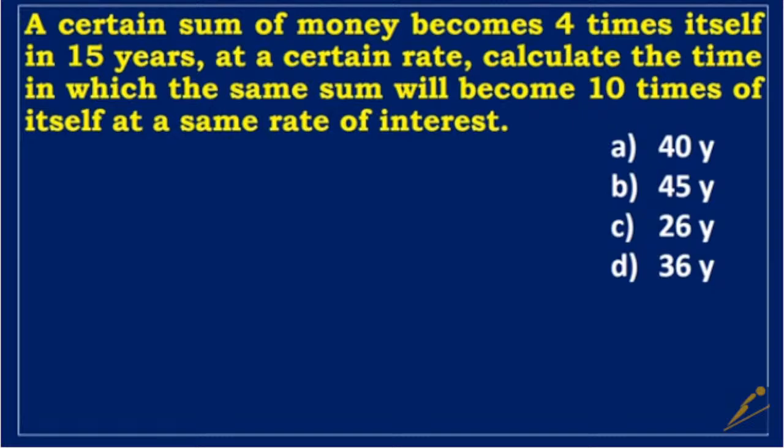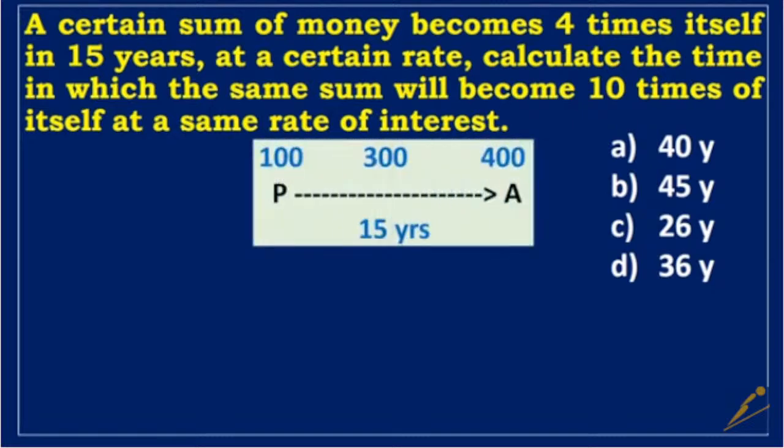Suppose the principal is 100 rupees. According to the question, the sum of money grows 4 times in 15 years at a specific rate of interest, resulting in a final value of 400 rupees. Simple interest is equal to the difference between 400 and 100 rupees, which is 300 rupees.